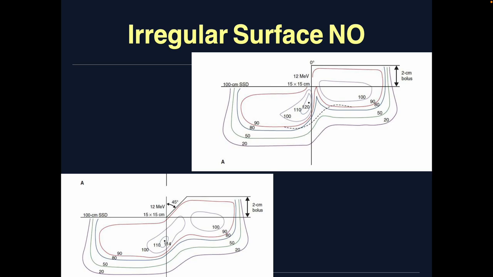This example is a very critical example in patients with chest wall radiotherapy. When you use chest wall radiotherapy and have an irregular shape on the surface, you're trying to make it smoother by using different boluses.